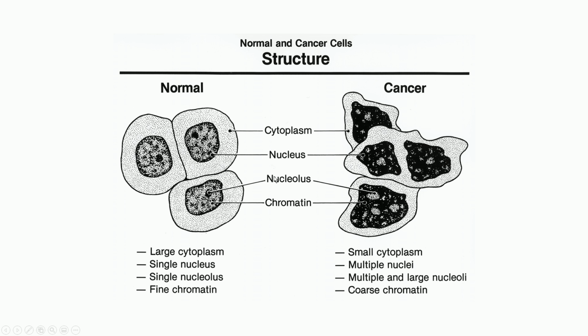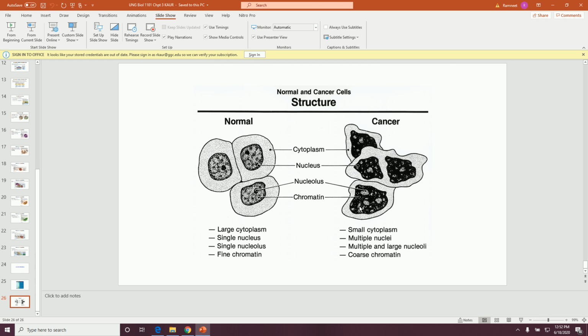Sorry, let's go back. This again shows you the differences between the normal and the cancer cells. The normal cells have a large cytoplasm. So you can see this is a large cytoplasm. They have a single nucleus, a single nucleolus, and they have fine chromatin. So these are the normal cells. And these are cancerous cells. They have a small cytoplasm, they have multiple nuclei, and they have multiple and large nucleoli. So you can see this is one cancerous cell, it has multiple nuclei, and in every nucleus they have multiple nucleoli, and they have porous chromatin. So these are the main differences between the normal and the cancerous cell.